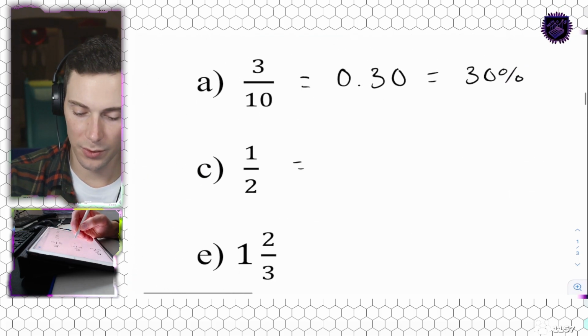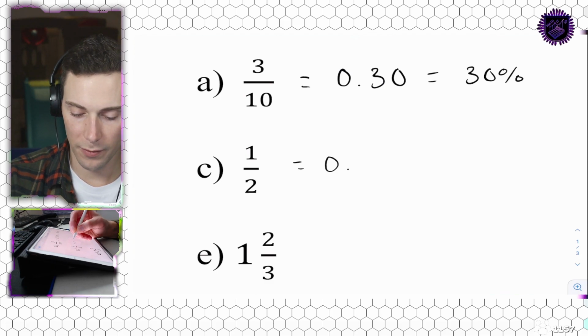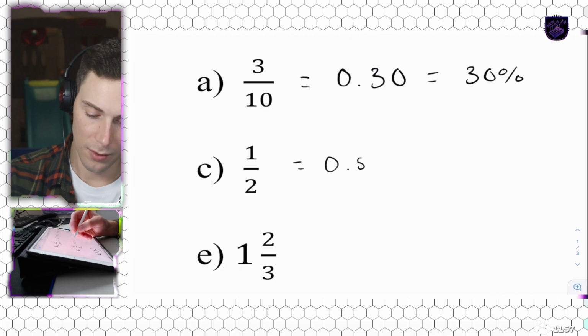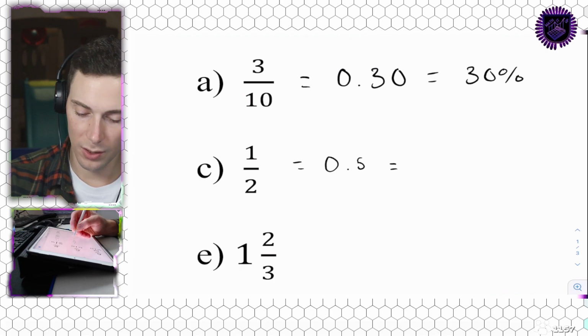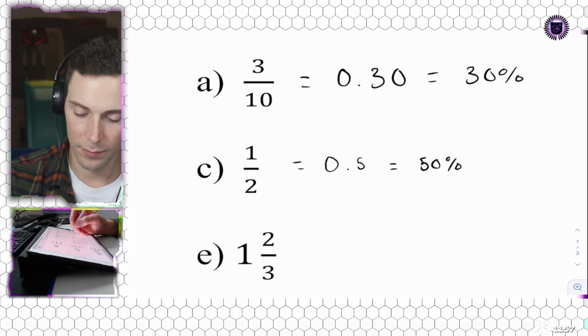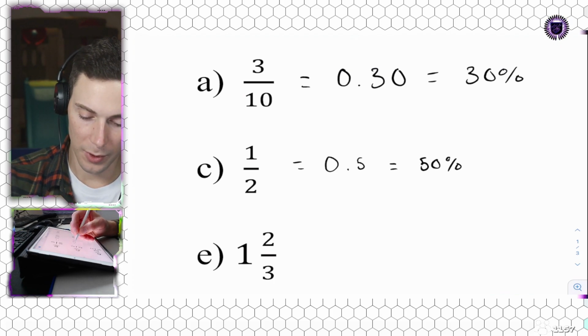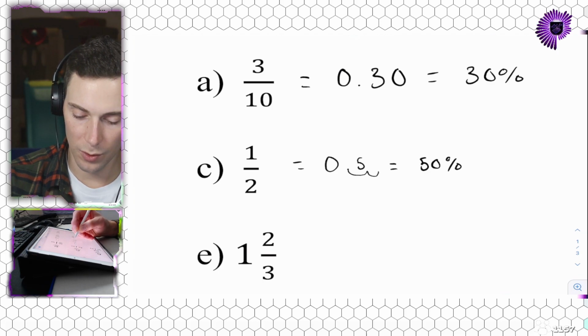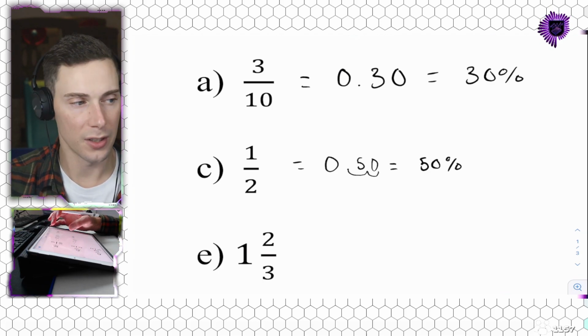1/2 is going to be equal to 0.5 as a decimal, and as a percent, it will equal 50%. Right? Shifting our decimal place over 1 spot, 2 spot, and we're going to need a 0 placeholder there.